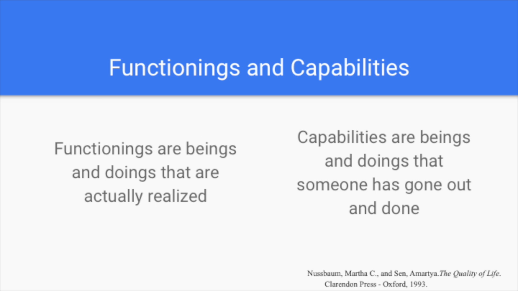Important terms in understanding poverty are functionings and capabilities. Functionings are beings and doings that are actually realized. Capabilities are beings and doings that someone has gone out and done. An example of the difference between functionings and capabilities would be someone that's fasting versus someone that's starving. The person that is fasting has the capability to eat, yet they are choosing not to. The person that is starving doesn't have the capability to eat, so it is against their will.